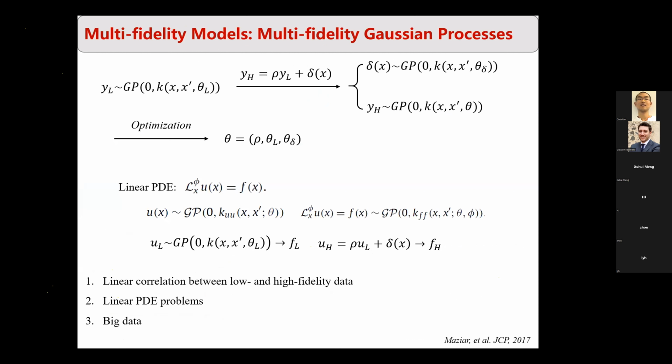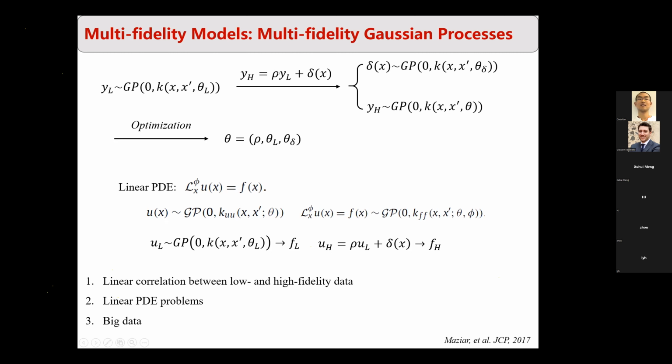This is the most popular multi-fidelity model. It's based on Gaussian process regression. In this method, we first use a Gaussian process to fit the low fidelity data, and then we assume that the correlation between the low fidelity and high fidelity data is linear.